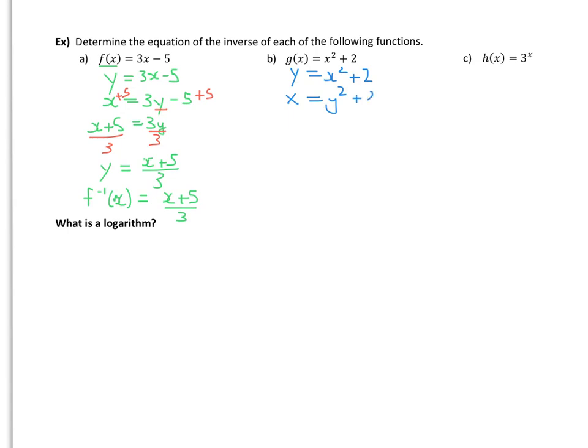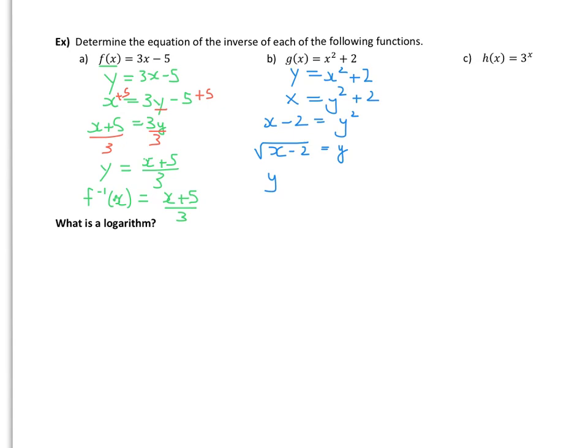So we're going to undo the plus 2 by subtracting 2 from both sides. So we get x take away 2 equals y squared. And then to undo a square, we talked about the inverse operation to squaring something is square rooting it. Now, I am only going to look at the positive square root of this. Technically, when we square root, there are 2 answers, the positive and the negative. If I put both of them there, it won't be a function. It's not going to pass the vertical line test. So I'm only going to take the positive part of that.